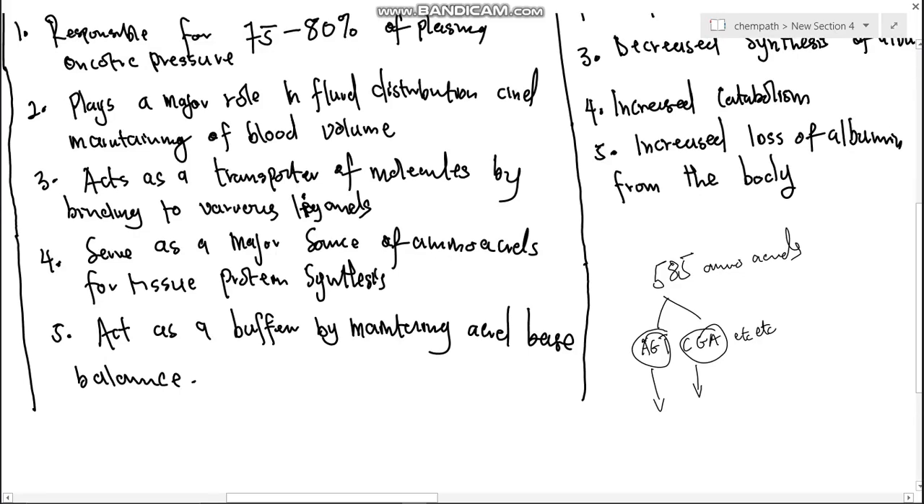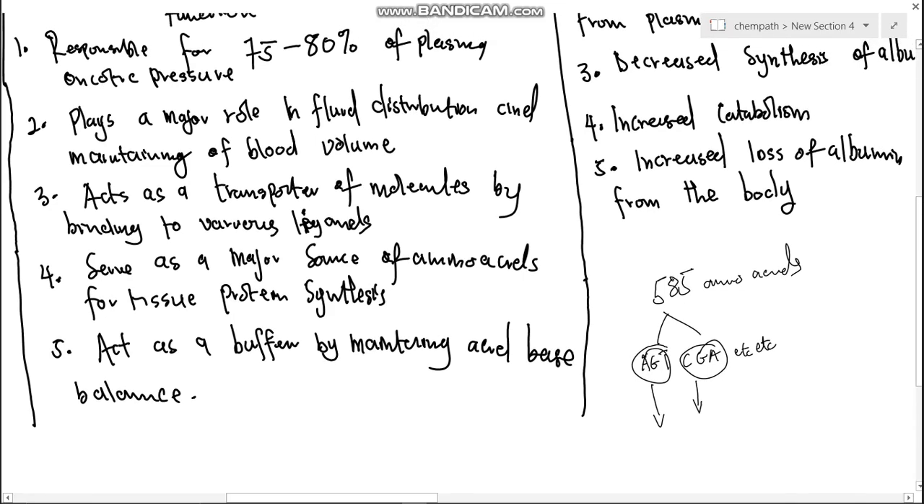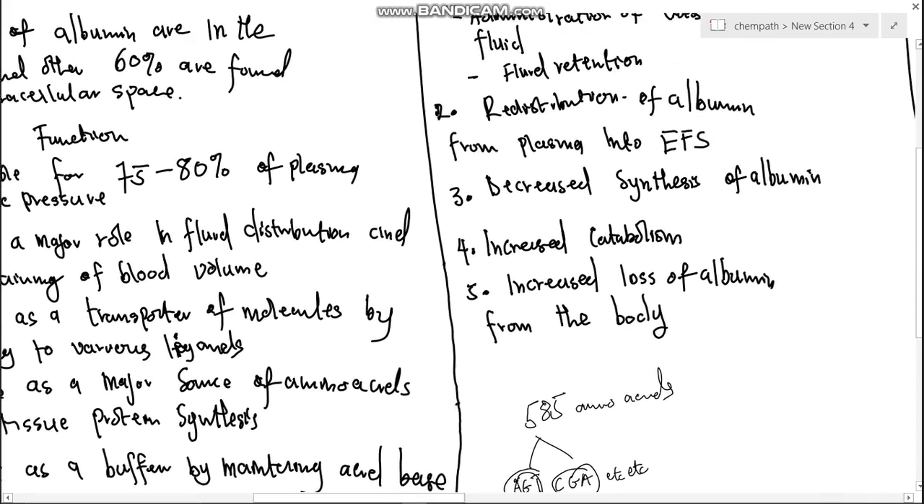So there is this amino acid that is predominant in albumin, and that is histidine. And histidine has a known function of maintaining body homeostasis by maintaining an acid base balance. So that is also another function of albumin.